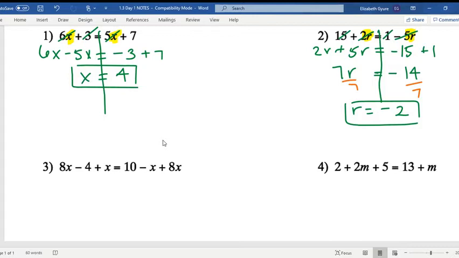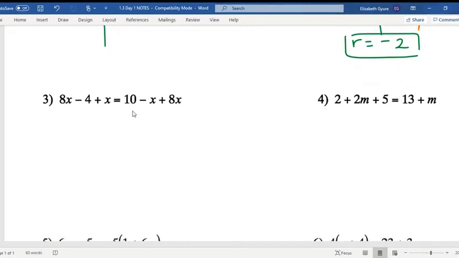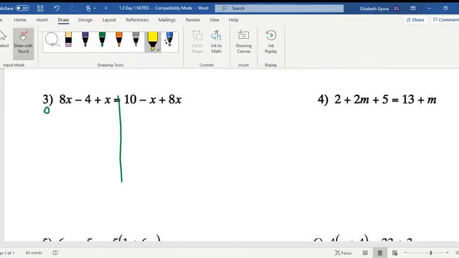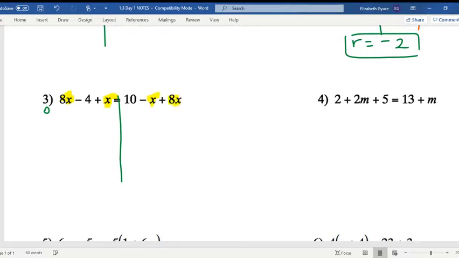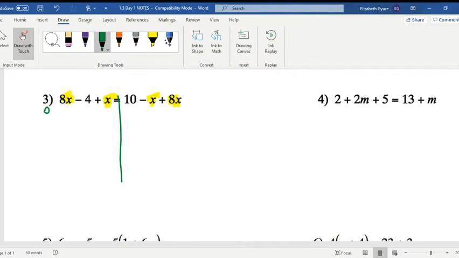All right. Number 3, we have 8x minus 4 plus x equals 10 minus x plus 8x. So let's put our columns. 8x is going to stay. Very good. And again, if you want to go through and pre-highlight, we got an x here, an x here, here, and here. We got a lot of them, right? If you wanted to simplify a little bit before rearranging, you could combine some like terms, but I like to completely reorganize first and then simplify. So yeah, 8x is going to stay.